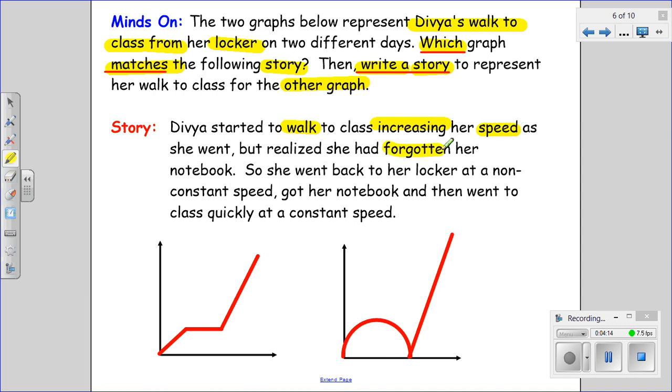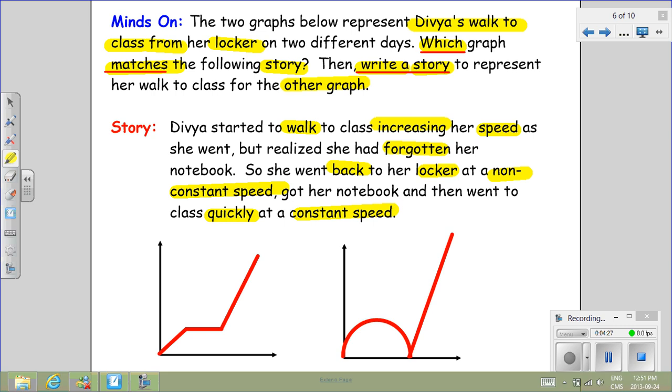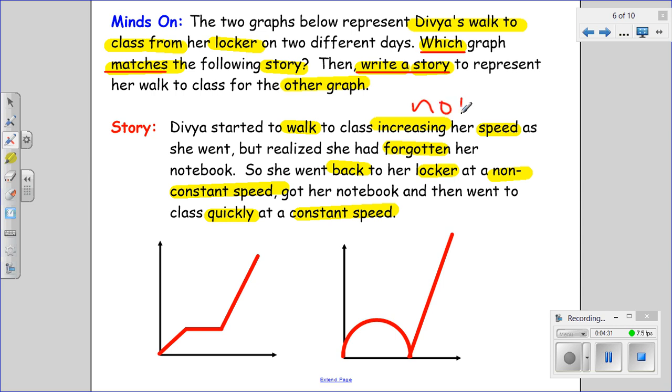She forgot her notebook, so she went back to her locker at a non-constant speed, got her notebook, and then went quickly to class at a constant speed. So we need to think about what these things tell us. Increasing her speed means it's not going to be a line. It's nonlinear. At a non-constant speed, well, that will also be nonlinear.